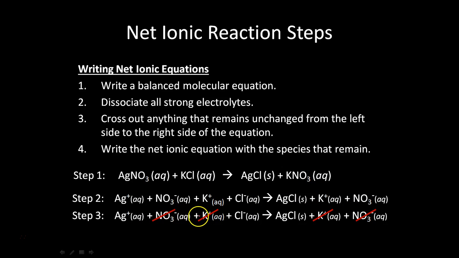Next step is you cross out anything that remains unchanged from the left-hand side to the right-hand side. And then finally you write what's left over that has not been crossed out in step 3. So there's your net ionic equation. So whenever you're asked to write a net ionic equation, follow these steps right here, and it'll bring you to your answer.